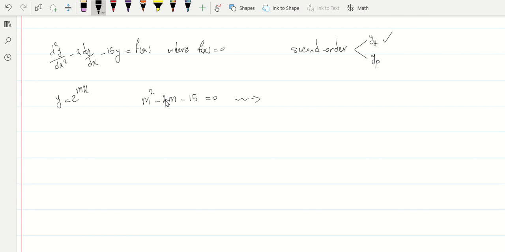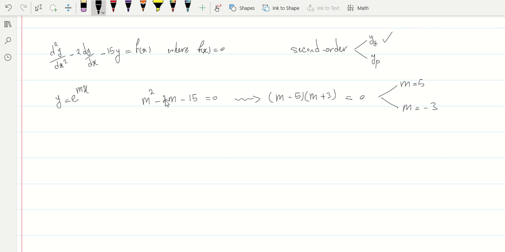The summation will be equal to minus 2, but let's say minus 5 and plus 3, right? For these two numbers, the multiplication would be equal to minus 15 and their summation would be equal to minus 2. So that is our factorization equation, and this would be equal to 0. Based off this equation, we get two real values for m. The first one is m equal to 5, and the second one is m equal to minus 3.